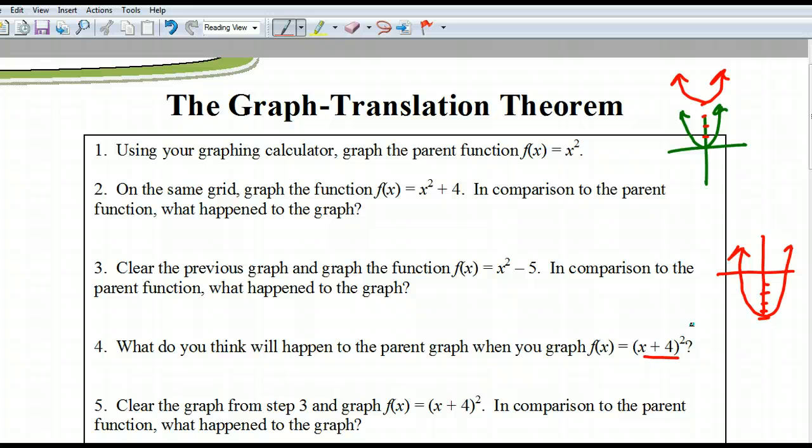It moves how far to the left? 4. Yep. It actually moves 4 to the left. Wait, why not to the right? Because we're going to talk about it in a few minutes, but it's actually opposite of what you think it is. Oh, is that just something you have to memorize? Yeah, there's a formula. We're going to talk about it in a few minutes, okay? So you're going to move 4 to the left. 2, 3, 4. Okay?